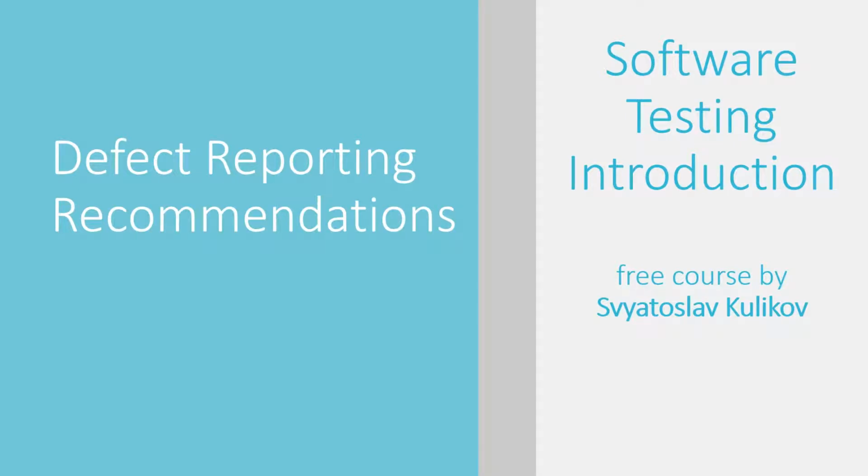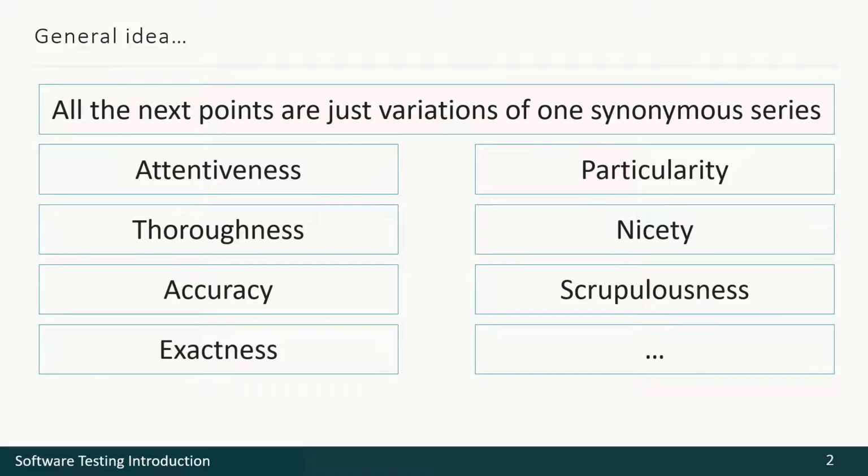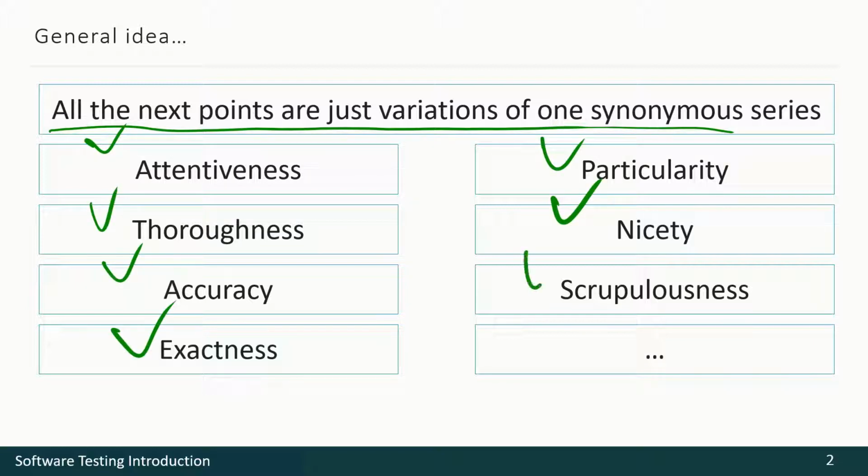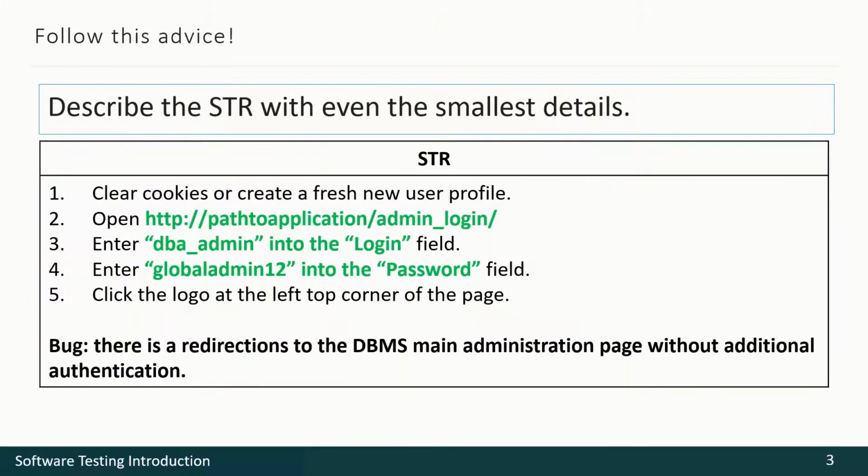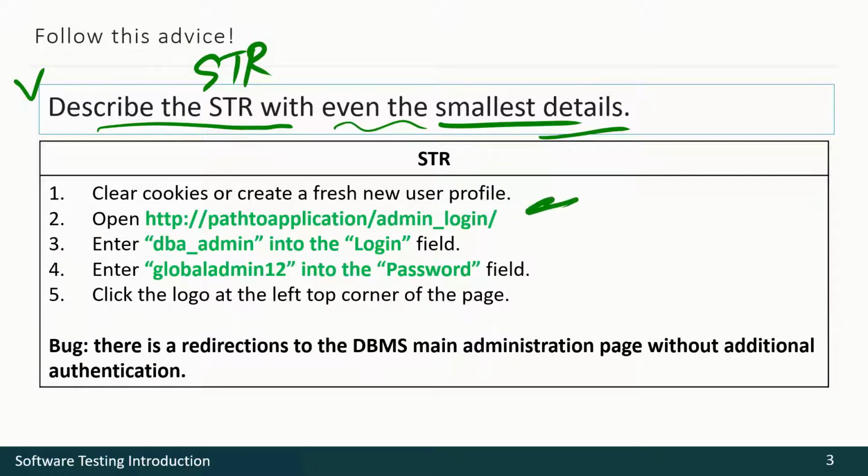In this video we shall discuss some defect reporting recommendations. You'll see a lot of ideas in the following slides, but all of them are coming from this list of synonyms. So be attentive, provide details, and so on. The first advice: provide steps to reproduce with even the smallest details, like URLs, exact logins, passwords, and so on and so forth.